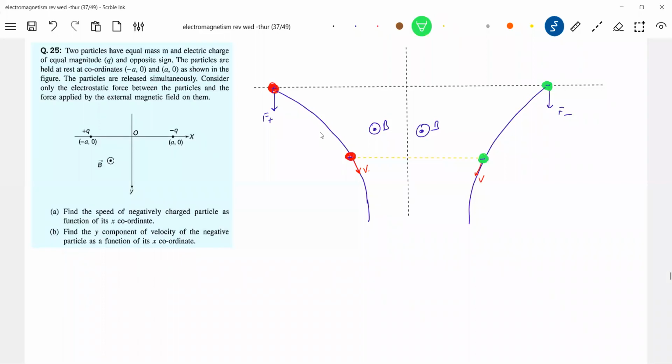How will the magnetic force act? B bar is out of the plane, so the force should be in this direction, F_B plus. Similarly, the magnetic force on this should be F_B minus. The electrostatic force will be in this direction, F_E and F_E. This much is what we can write for the equation.